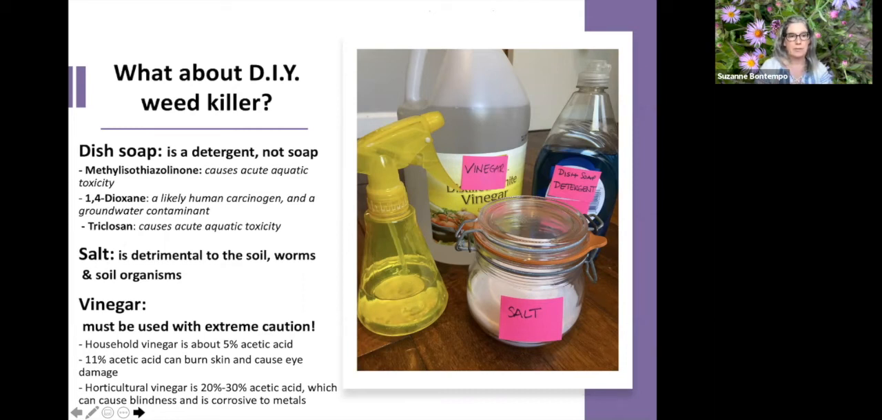And then vinegar. When we use vinegar to kill weeds, we need to use extreme caution. Household vinegar, which is just about 5% acetic acid, is what we use for cooking and salad dressings. This is not strong enough to kill weeds, okay? At 11% acetic acid, it's still not quite strong enough to kill weeds, but it's strong enough to burn our skin and can cause eye damage.